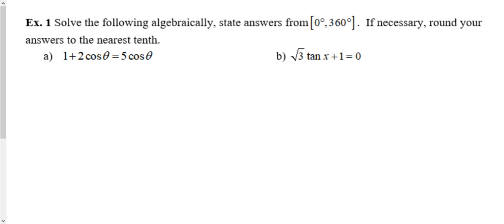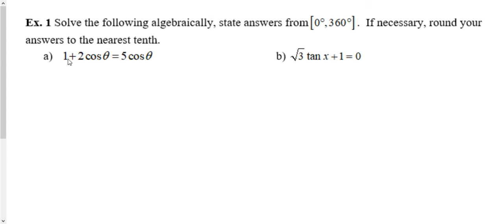So, what do we do in this lesson? We're trying to solve for theta again, just like previously. This time it's going to take us a few extra steps to solve for theta though. So here we go. Solve the following algebraically. State your answer between 0 and 360 degrees. Round to the nearest tenth if necessary.